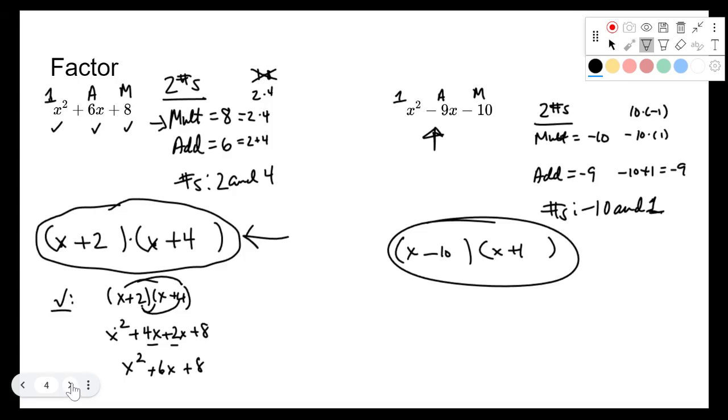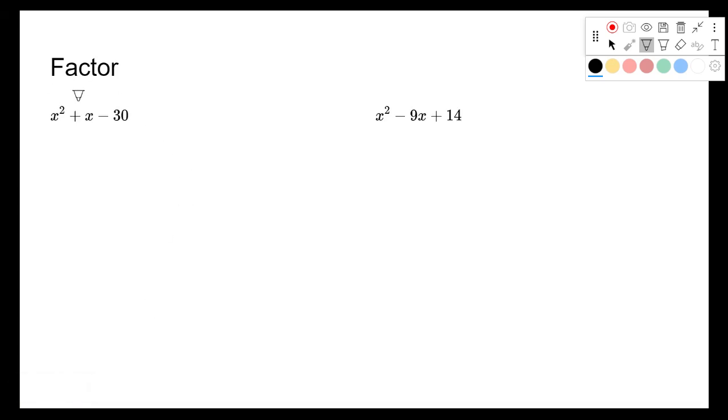All right, let's try a few more. Let's try x squared plus x minus 30. Same idea. I'm looking for a GCF. So let's see. GCF, 1 is the only number that goes into 1, 1, and 30.